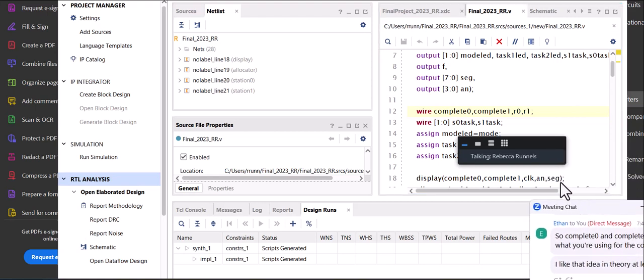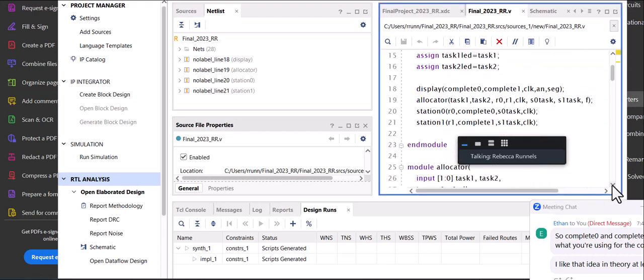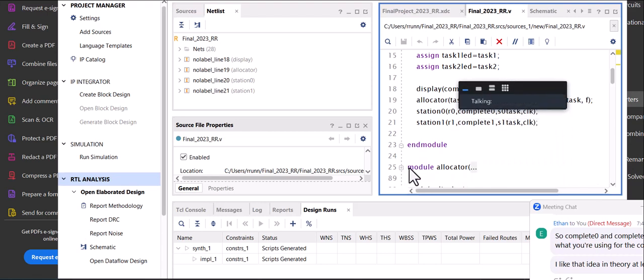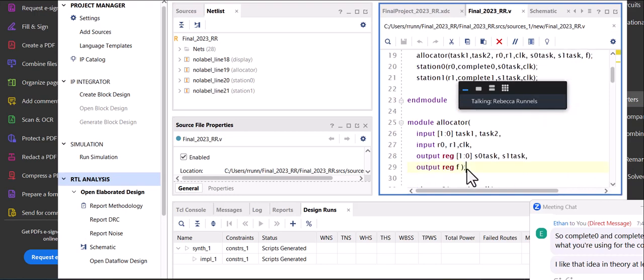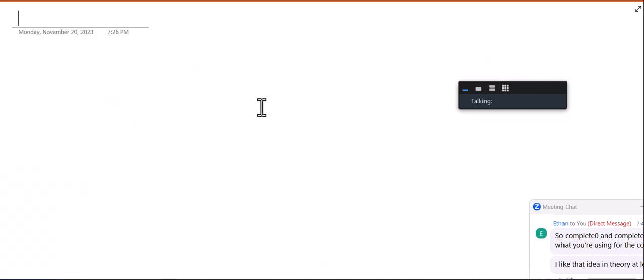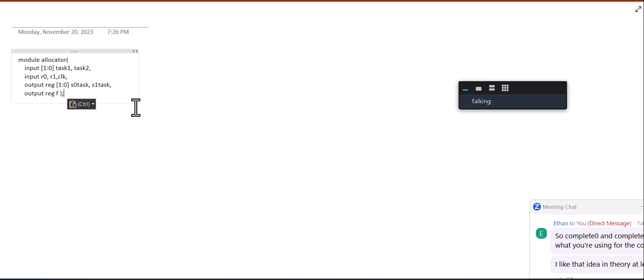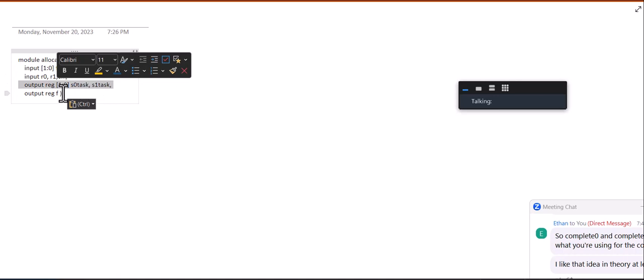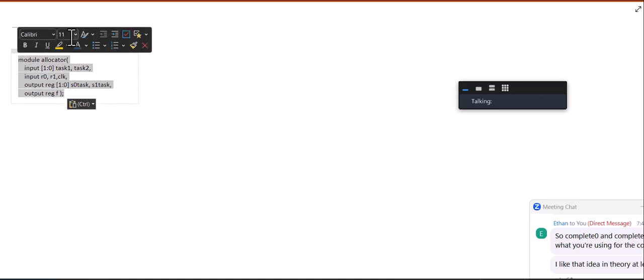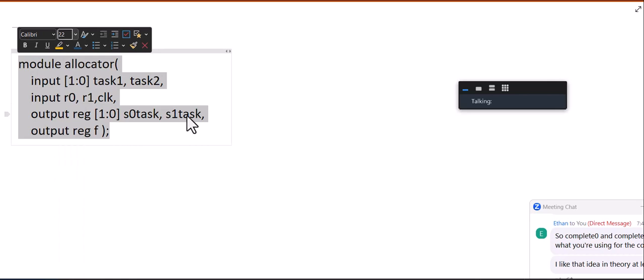Okay, so we can see, yes. So my inputs and outputs for this display module were what I thought they were. Okay, and then for my allocator, this is what I thought I needed for my inputs and outputs. I thought I needed task 1 and task 2 as inputs.